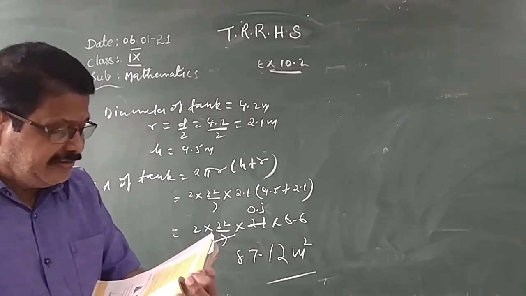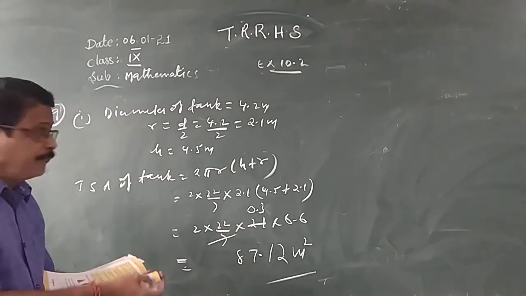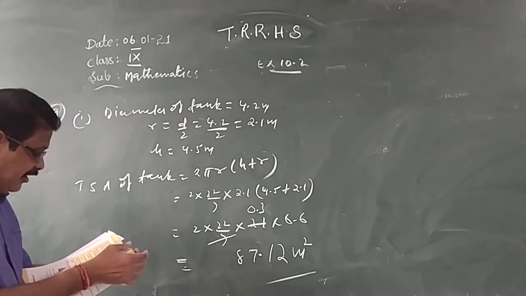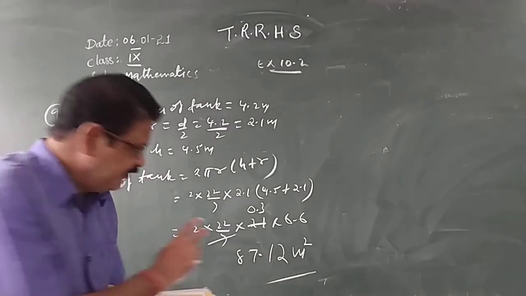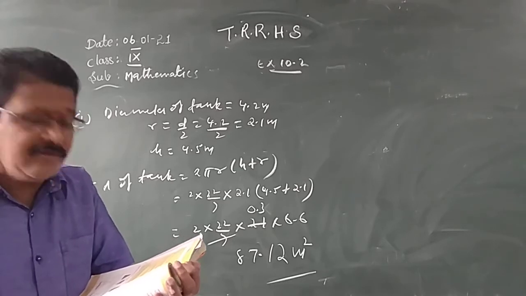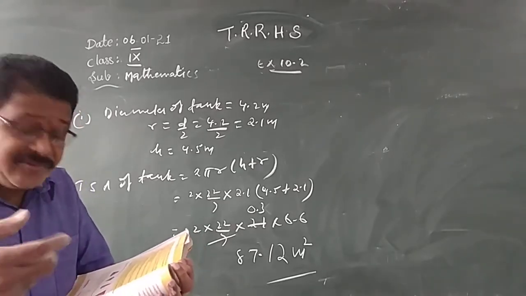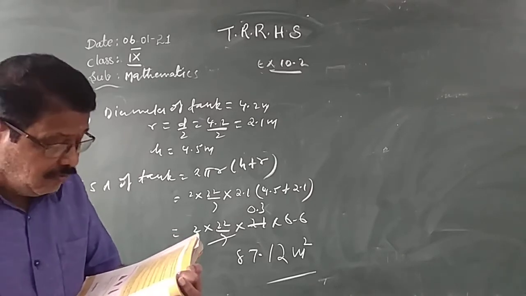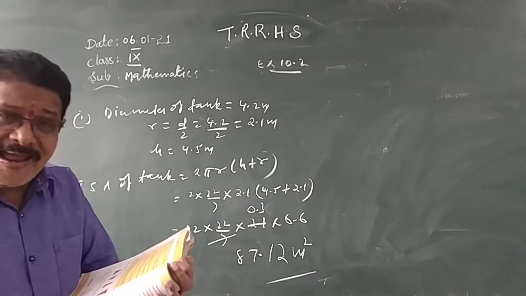How much steel sheet was actually used? So the total area is 87.1. This is the total surface area of the petrol storage tank, 87.1. This is the sheet. In this, they used only part of the steel. We don't know how much sheet was used. 1/12 of the sheet was wasted.